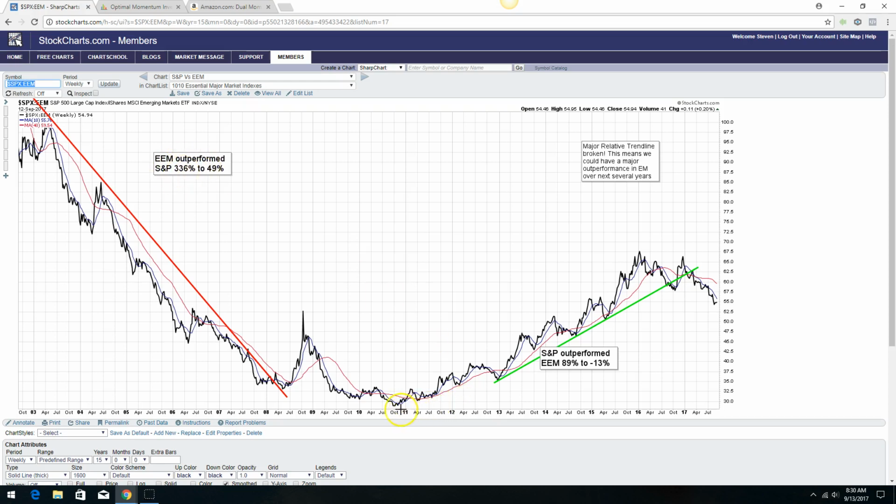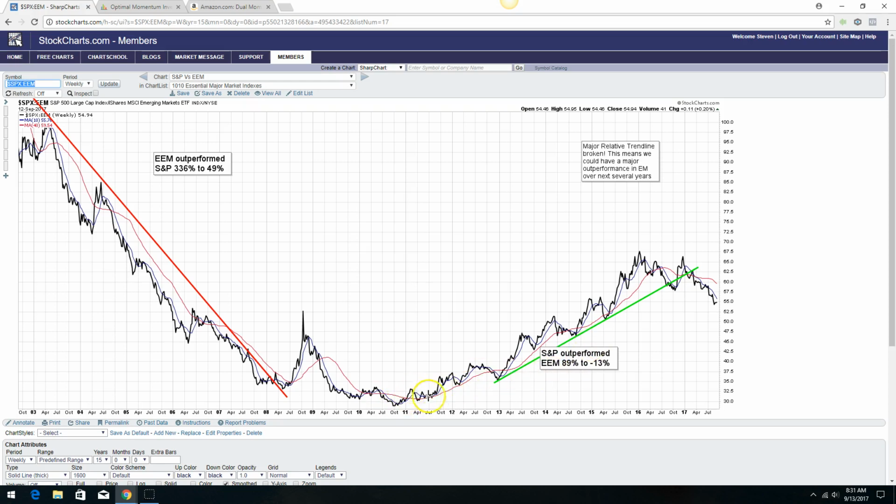Now, why is that important? Well, you can see that the S&P 500 has outperformed emerging markets since October of 2010, 89% to negative 13%. Okay, and that's to the end of 2017. So if you would have just held emerging markets and not followed any of these rules, you would have lost 13% in the last 7 years. So, you would have basically lost 2% every year while the S&P 500 is surging, okay?